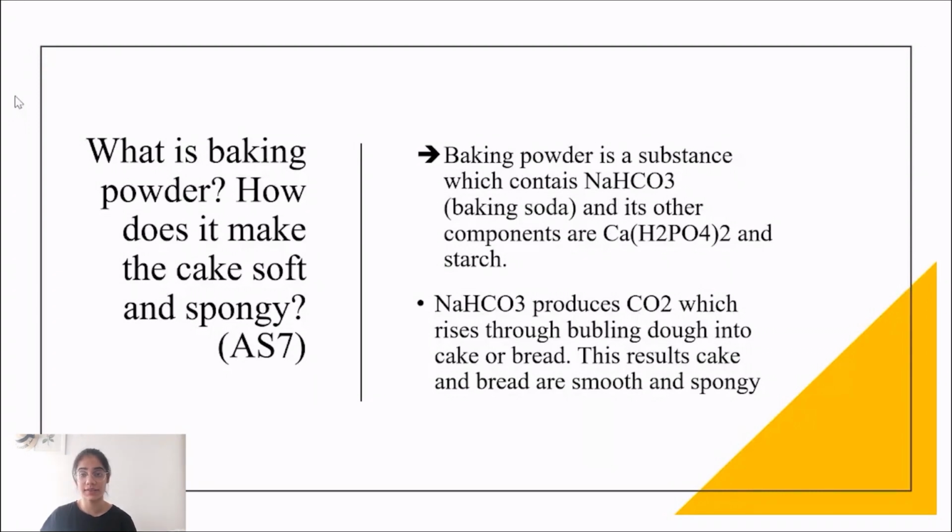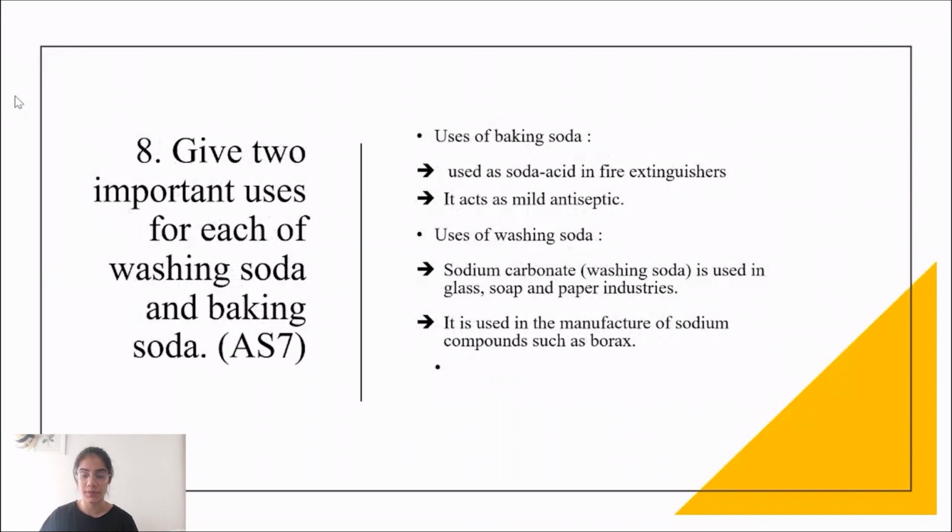You can give the answer in 2 points or in a paragraph, it depends on you, but you must always mention the chemical compound which is sodium hydrogen carbonate present in baking powder. And the evolution of CO2 rising through cakes and breads is what makes it smooth and spongy. That is it for this question. Let us go to the next one. Give 2 important uses of each washing soda and baking soda.